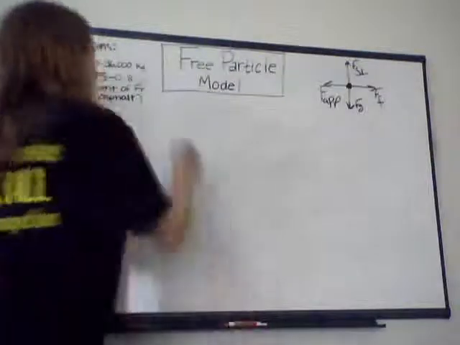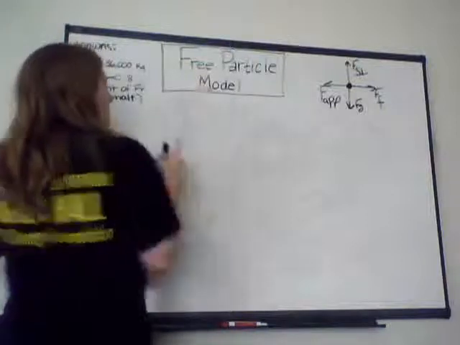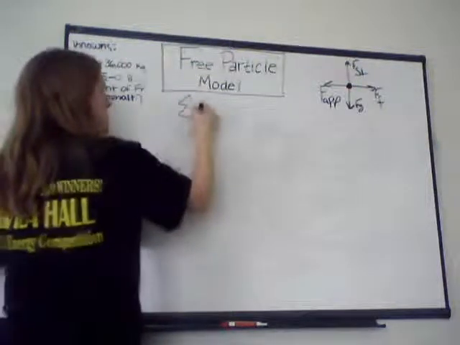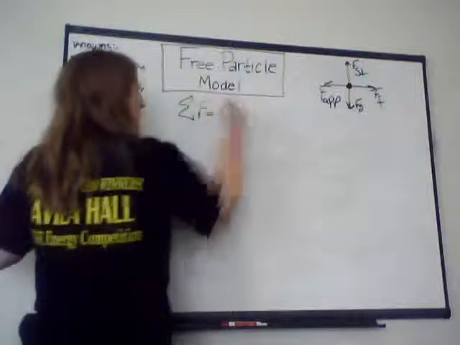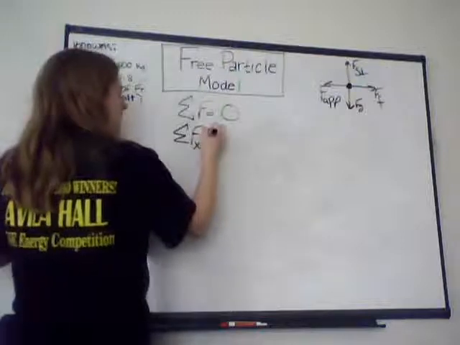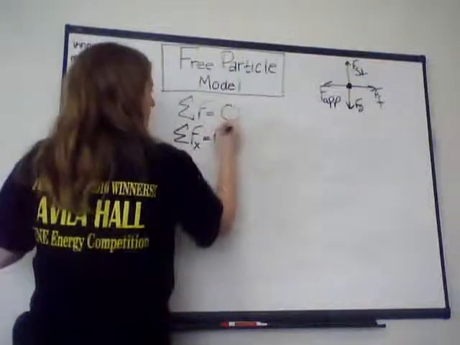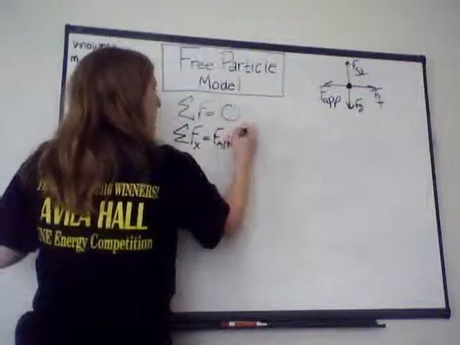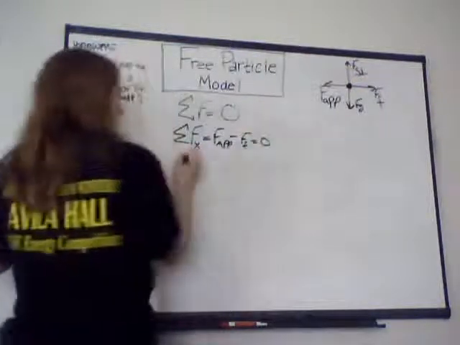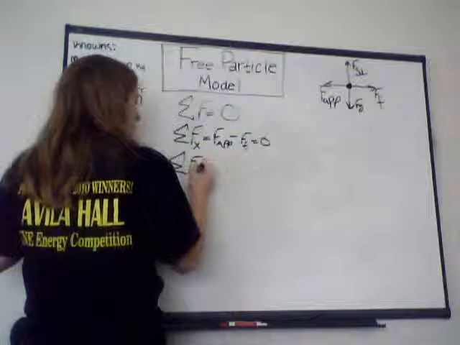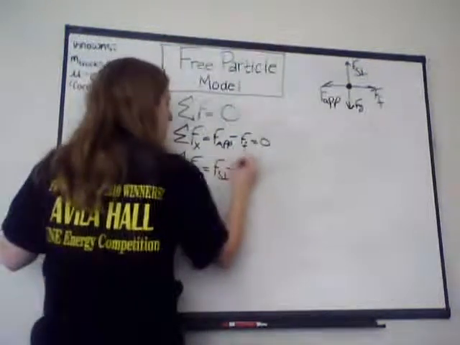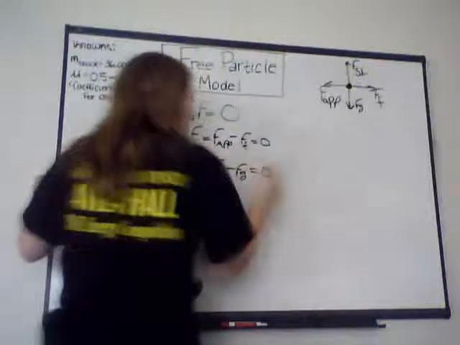Alright, so now we've got to find the force applied. Since we're using the constant velocity particle model, we're assuming that velocity is constant, which means the sum of the forces is going to equal 0. For the equations, the sum of the forces in the x direction is equal to the force applied minus the force of friction, which equals 0. The sum of the forces in the y direction is equal to the perpendicular surface force minus the force of gravity, which is also equal to 0.